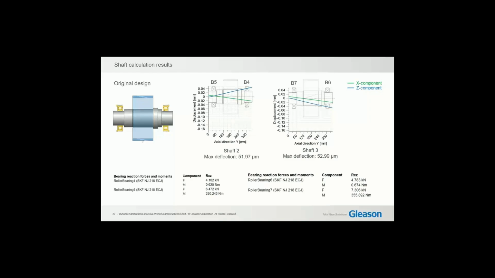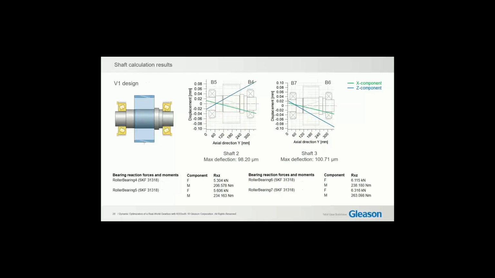But after that, when we conduct a dynamic analysis, you see that we cannot make a one-by-one relationship between the static calculation and dynamic calculation. So it's very important to follow this when we approach the dynamic results. Now, for example, for design V1, compared to the original design, we see here we have even higher deflections. So the deflections are higher.